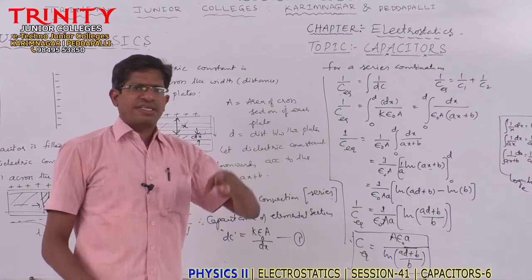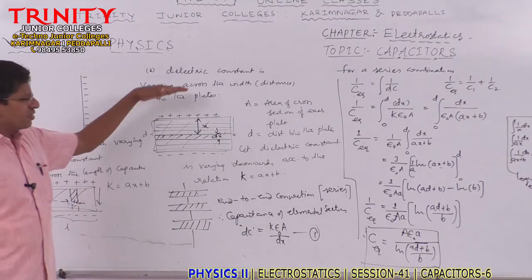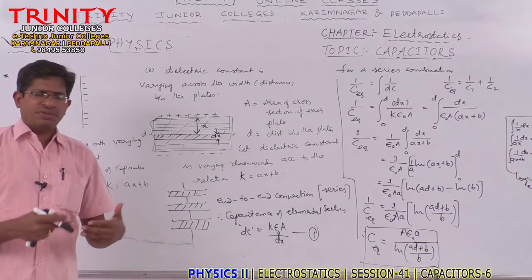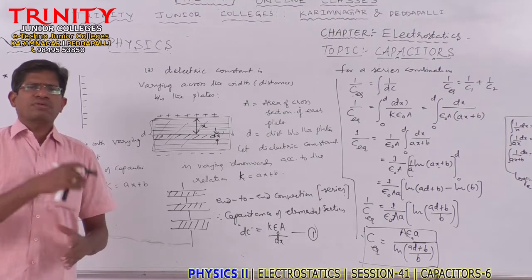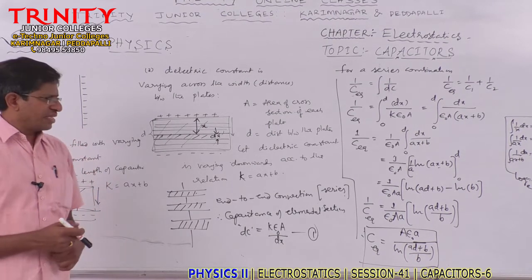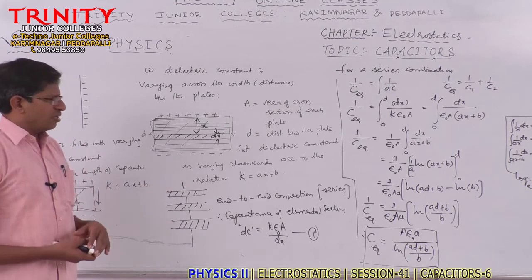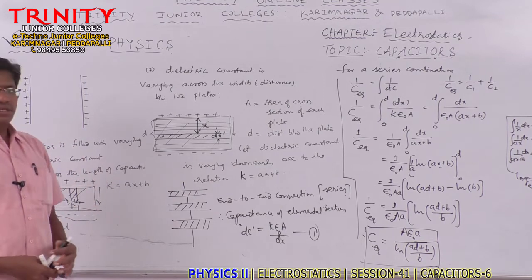So, the two methods I explained: one is where the dielectric constant is varying across the length, and the other where the dielectric constant is varying across the width. You have to understand these methods, and then you can implement them on unknown questions which will be given in the entrance examinations. So, take note of all this derivation, and then let us move to the next concept.